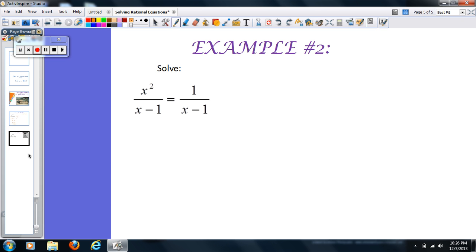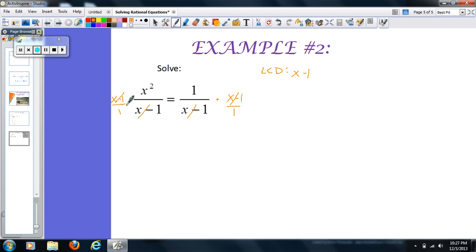Just in the fact that x minus 1 is already their common denominator. So my LCD then is x minus 1. So I'm going to multiply both sides by x minus 1. Put them over 1, multiply straight across. Okay, so now we can do our canceling. So I can cancel x minus 1 and I can cancel x minus 1.